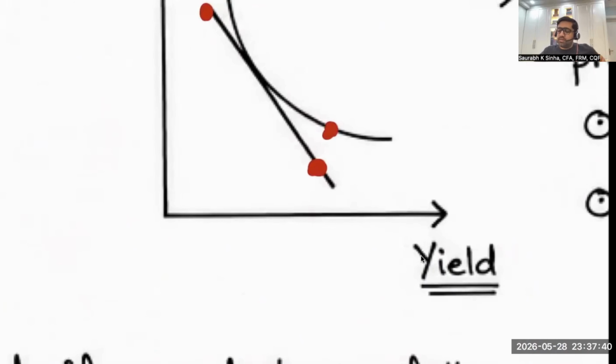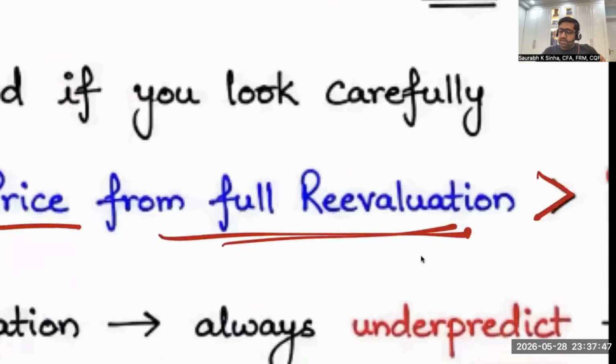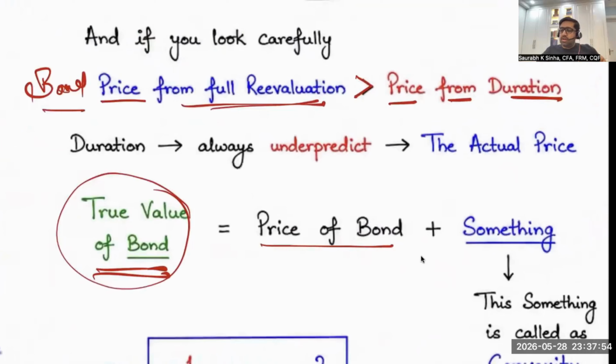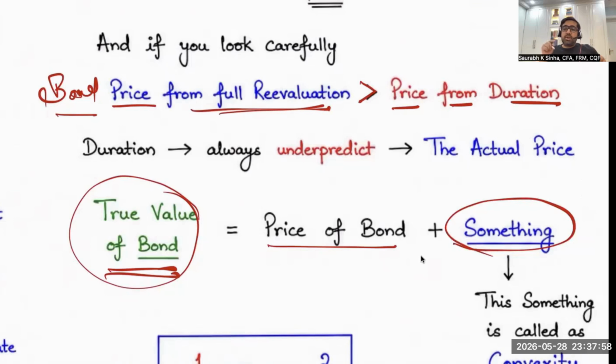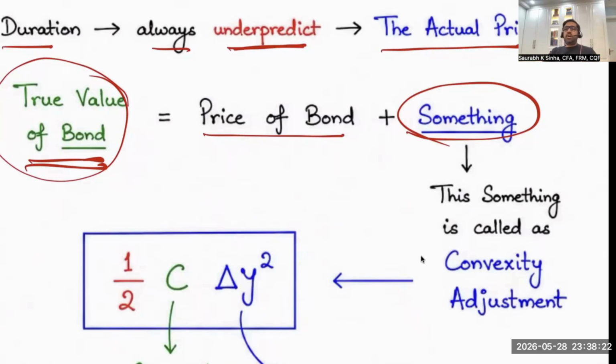If you want to reach this curve, you always have to add something. So that's what I have written: the true value of the bond is equal to the price of the bond plus something, not subtracting something, because the price from the duration always underpredicts the actual price. So you have to add something to reach the curve. You're adjusting something, and that adjustment is called convexity adjustment.